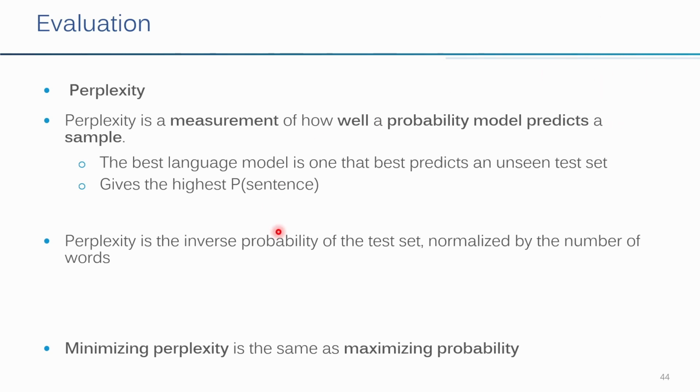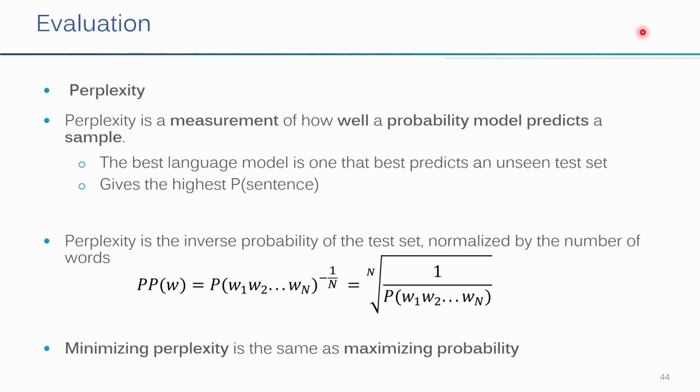So the best language model is the one that best predicts an unseen test set, of course, given a specific sentence. Another way to look at perplexity is pretty much the inverse probability of the test set normalized by the number of words. And I think I included this here. So what is the perplexity of our model? We just calculate 1 over the probability of that specific number of words that we're dealing with.